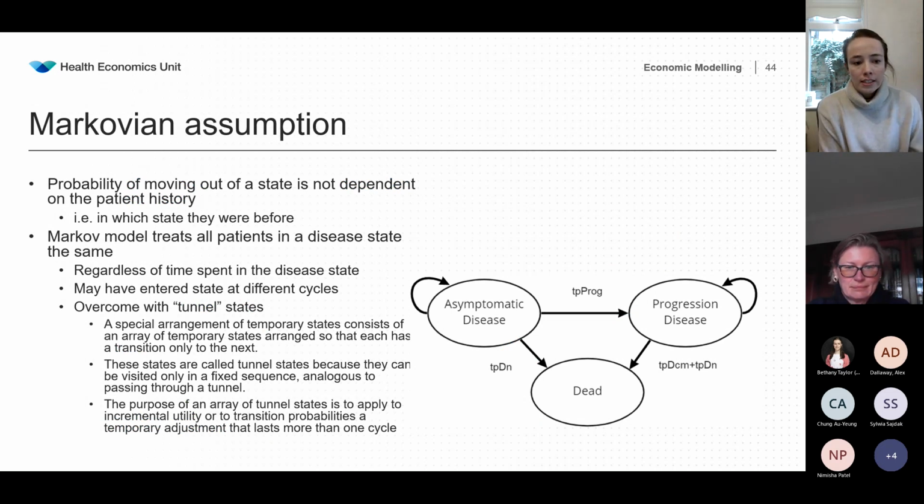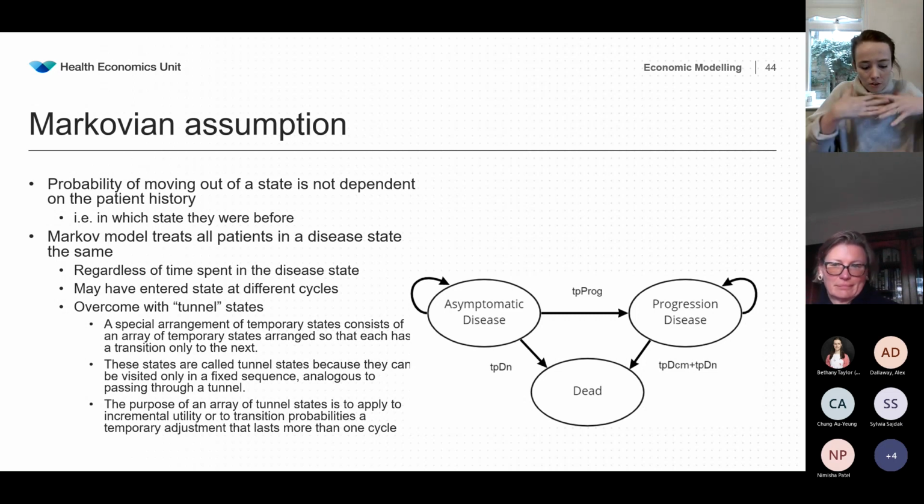A key thing is that there are a lot of different types of Markov models. If you just search Markov model, you might find a whole list of different specific applications that are variations and modifications of Markov models.